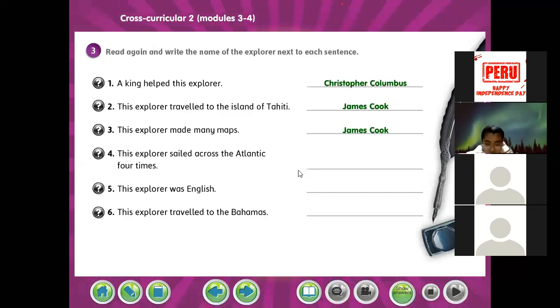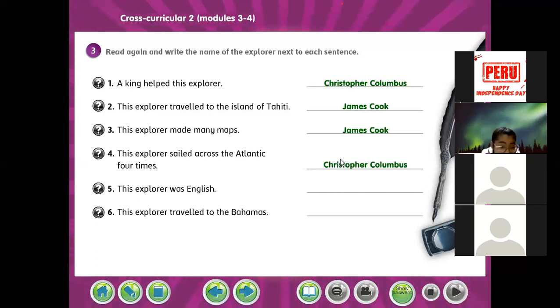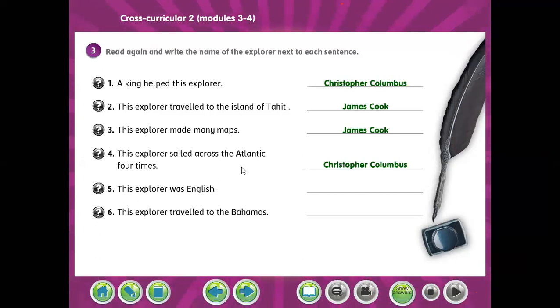Who can tell me what explorer? Christopher or James? Brisa, tell me please, who? When you go from America to Europe, that is the Atlantic Ocean. Who was? Christopher or James? No idea. Shania, tell me please, who? Christopher Columbus? Yes, Christopher Columbus, no? From Europe to America. This explorer was English.